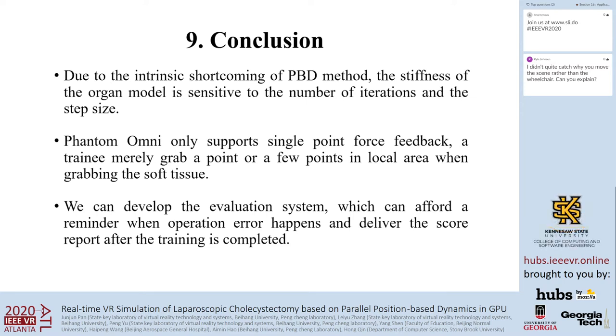A trainee can merely grab a point or a few points in a local area when grabbing the soft tissue. To achieve more realistic results, we need to improve the haptic device to achieve multi-point contact. Moreover, we can develop the evaluation system, which can afford a reminder when an operation error happens and deliver the score report after the training is completed.